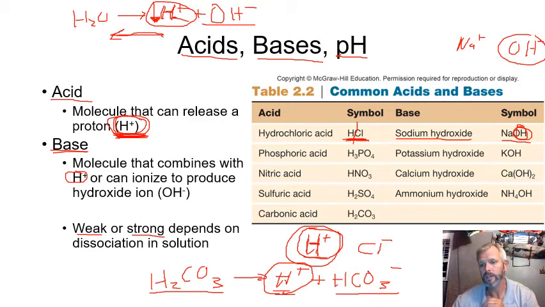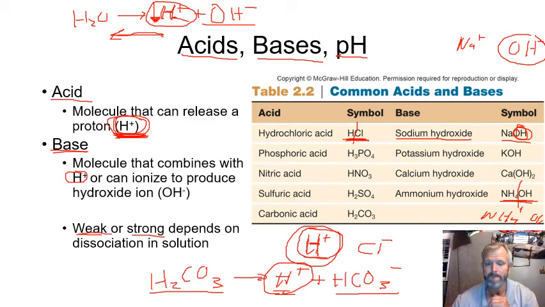For ammonium hydroxide, which is covalently bonded, there's an NH4 and OH. But if I put this in solution, only a certain amount will dissociate into the ions, right? And therefore it makes it a weak base.